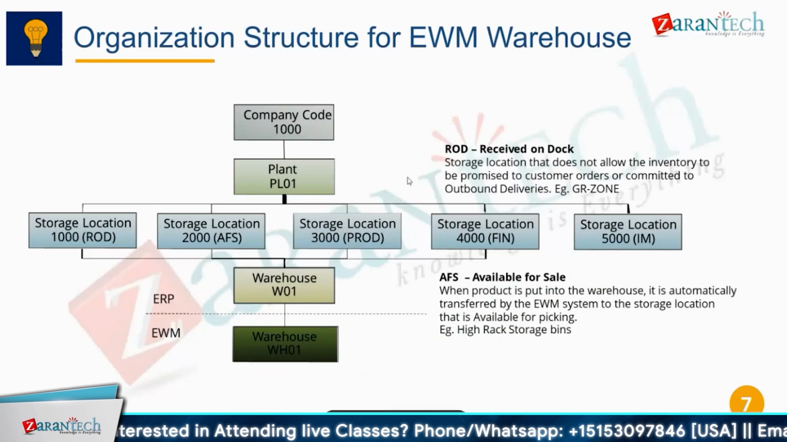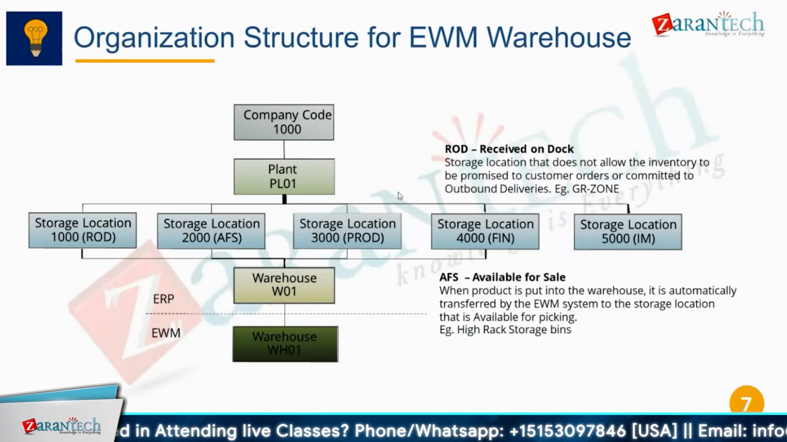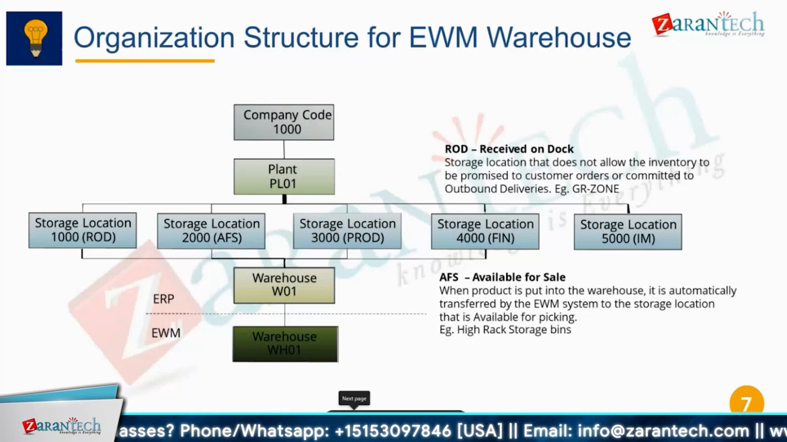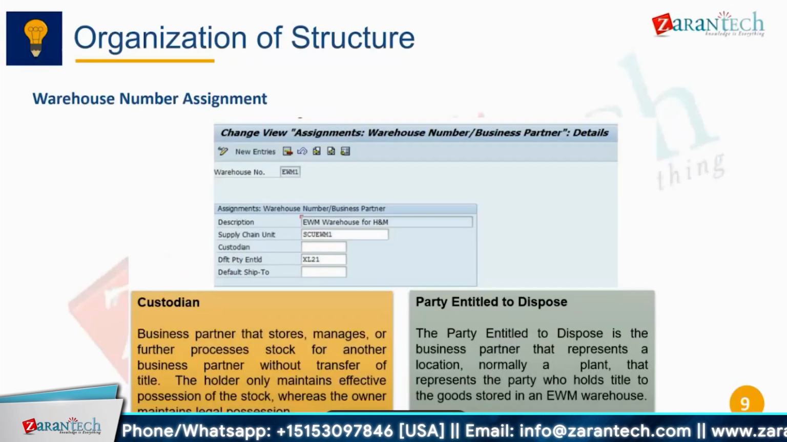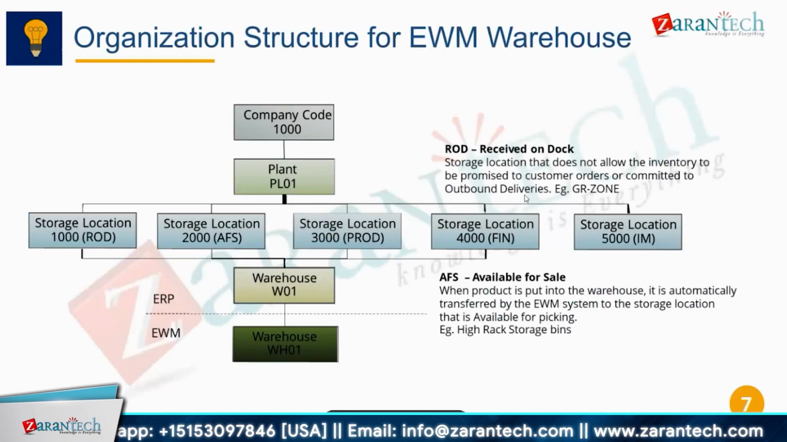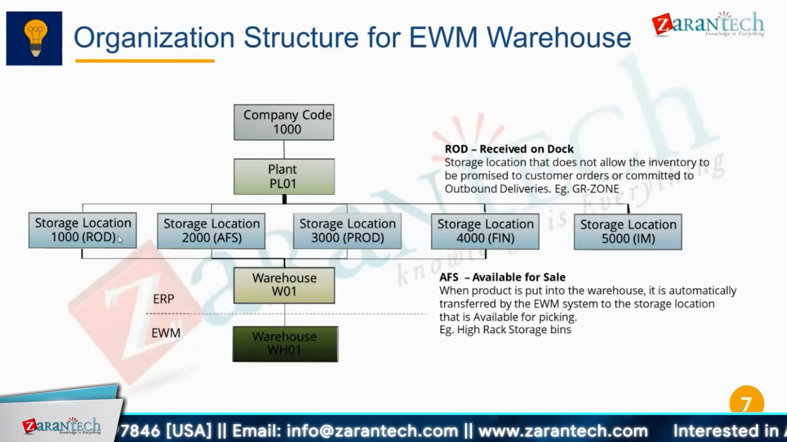All right. So we had a question: we know what is ROD, what is AFS. Let me first go to that particular slide where we have ROD and AFS explained. Did we cross that? Yeah, it is here only. My bad. So we know these are storage locations, and ROD is received on dock.